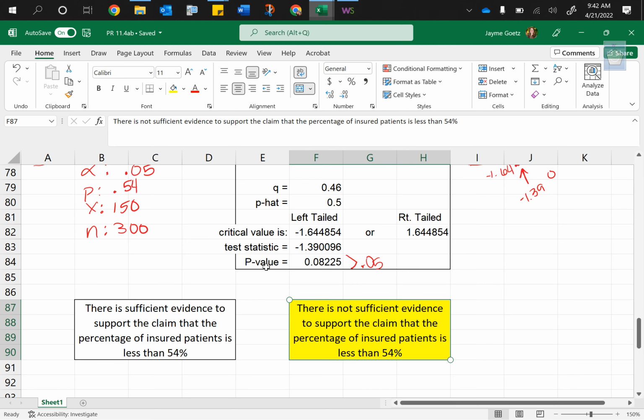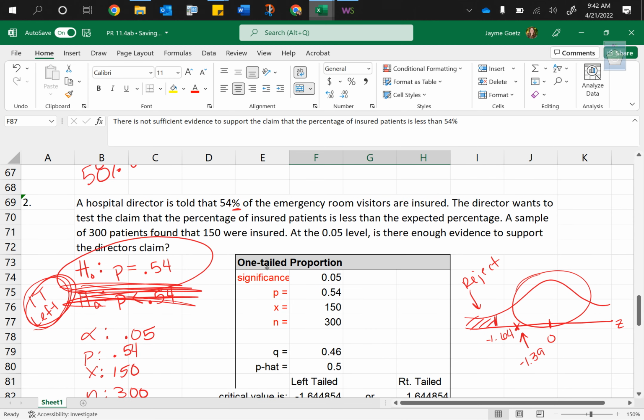Our evidence showed that we failed to reject the null hypothesis. We're okay with the null hypothesis. So there is not enough evidence to say that it's less than 54%. Not enough evidence. Whew.